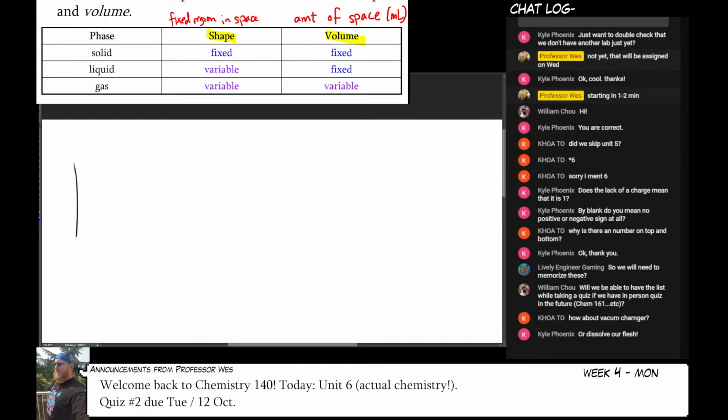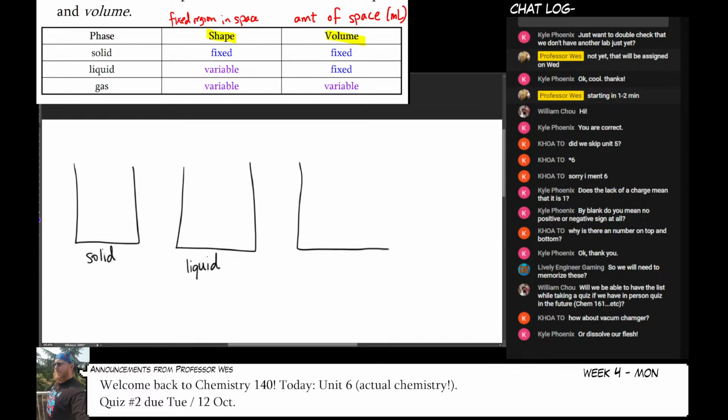Alright, so I'm going to make a little region here. Alright, so there's my solid. And then my gas, which I'm going to enclose here.